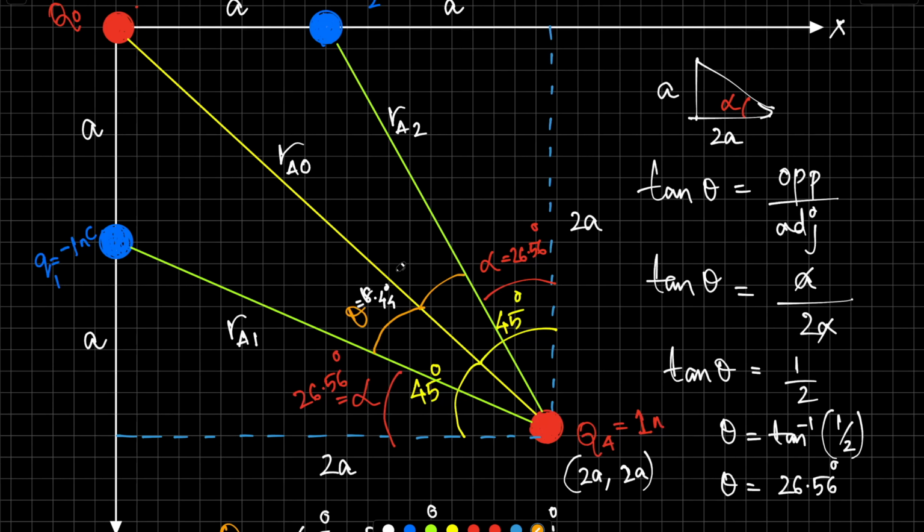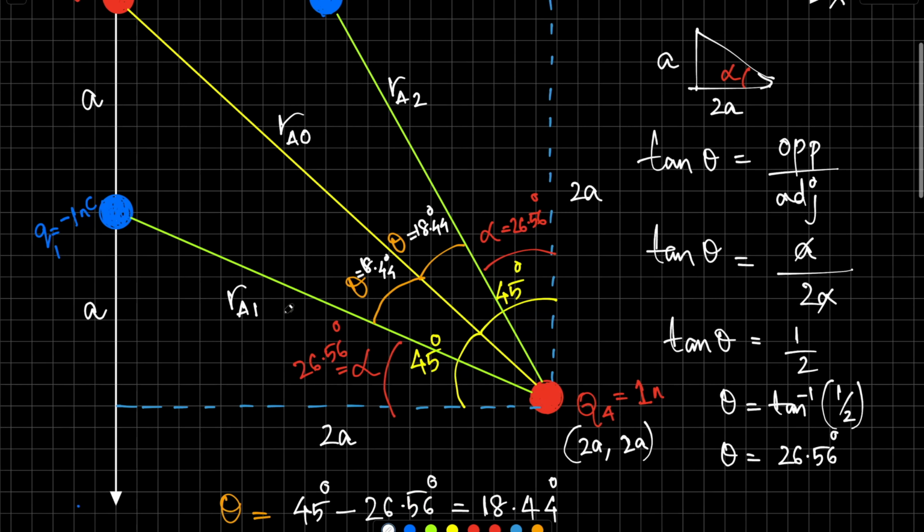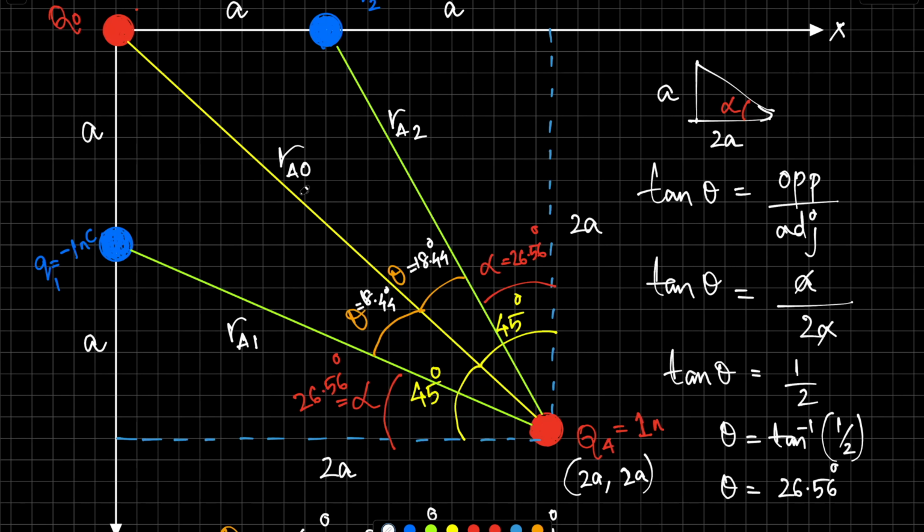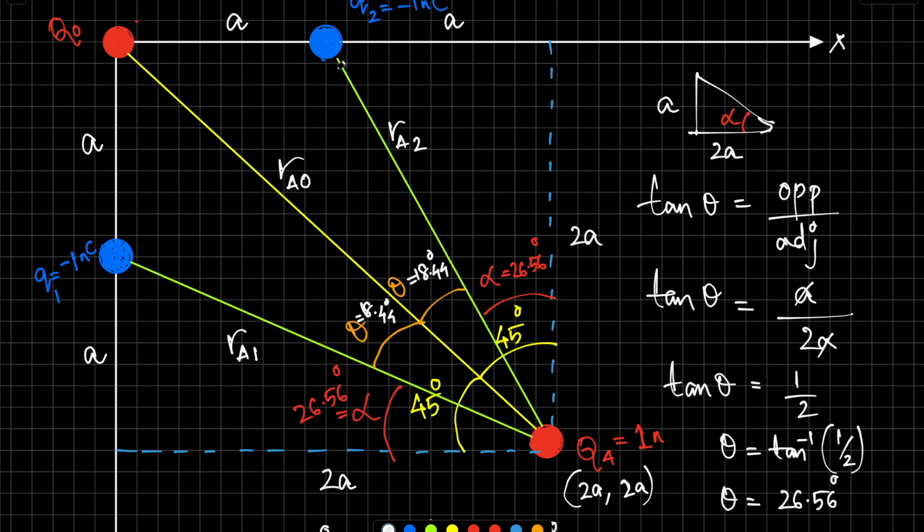This angle is theta, which is the same as this one, 18.44 degrees. Okay, so we found all the angles. Now we are going to find RA1, RA0, and RA2. RA1 should be equal to RA2 because they are the same charges located exactly at the same distance from the origin.